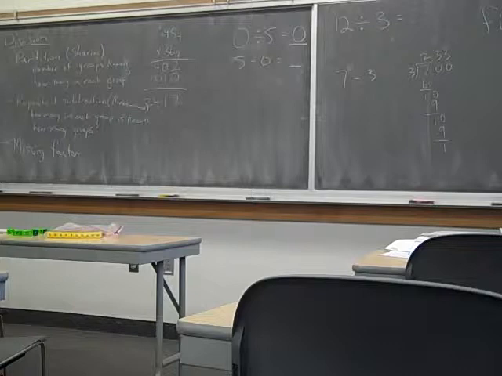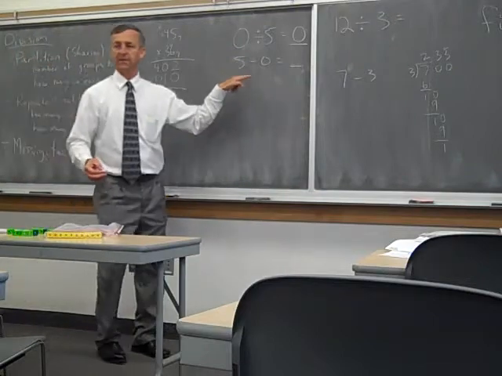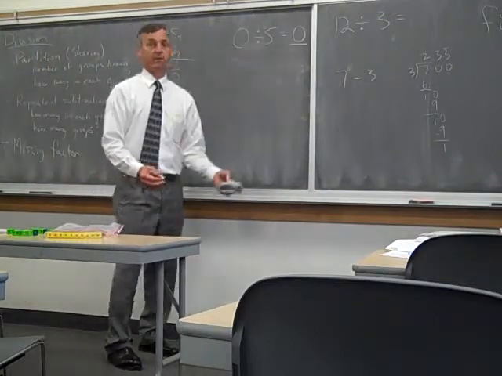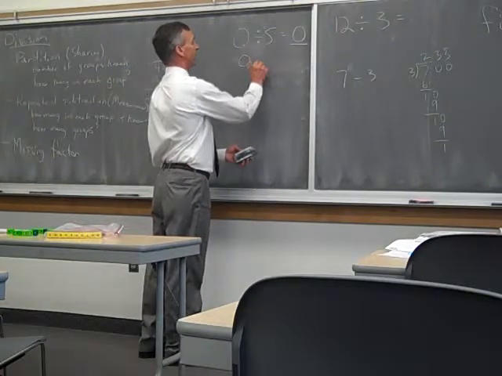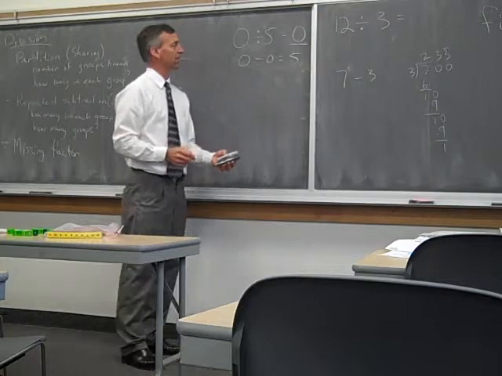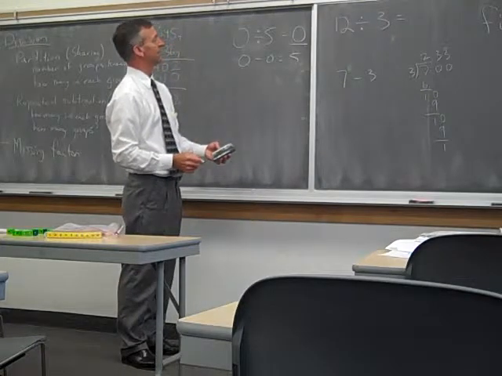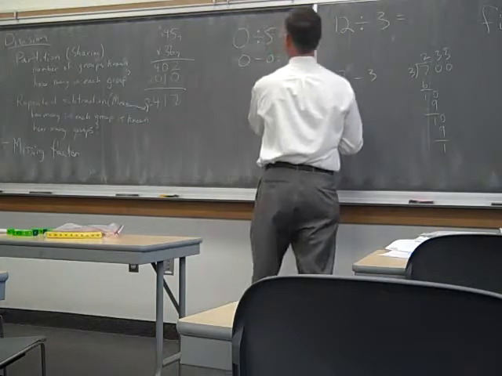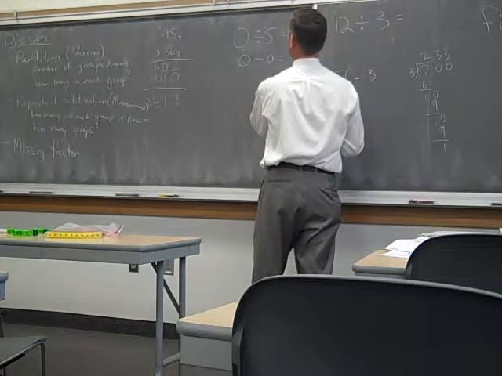The dividend is always the same in the division problems. This is not in this same fact family. It may be another fact family, but it's not this one. 0 divided by 0 is 5? That's not true.